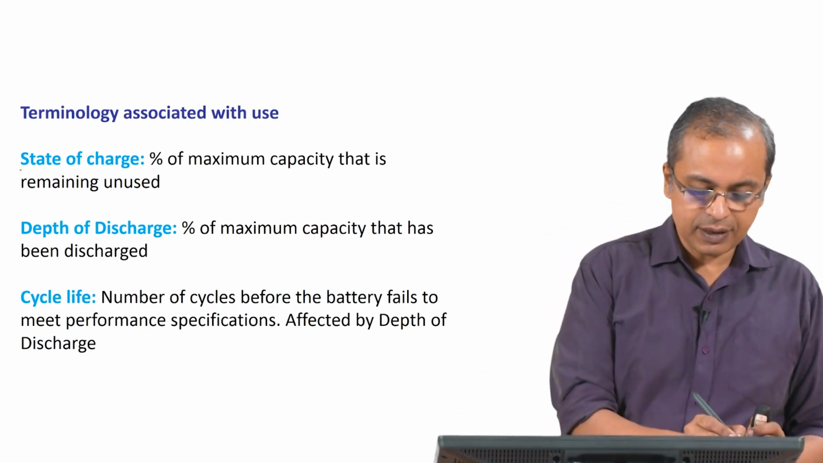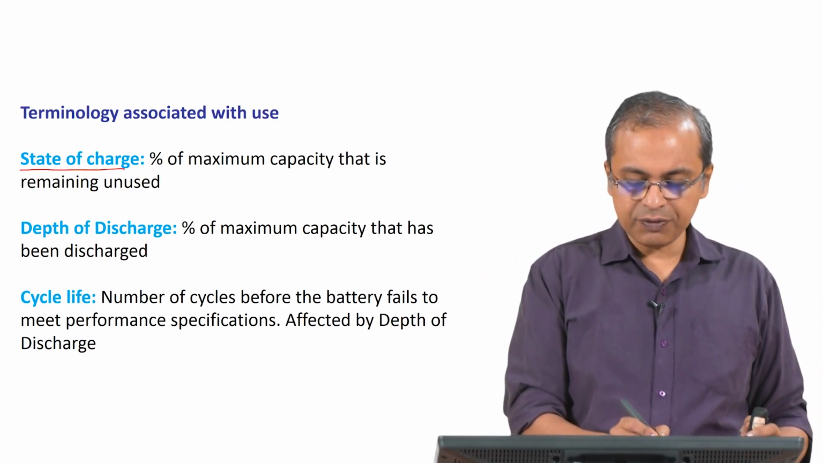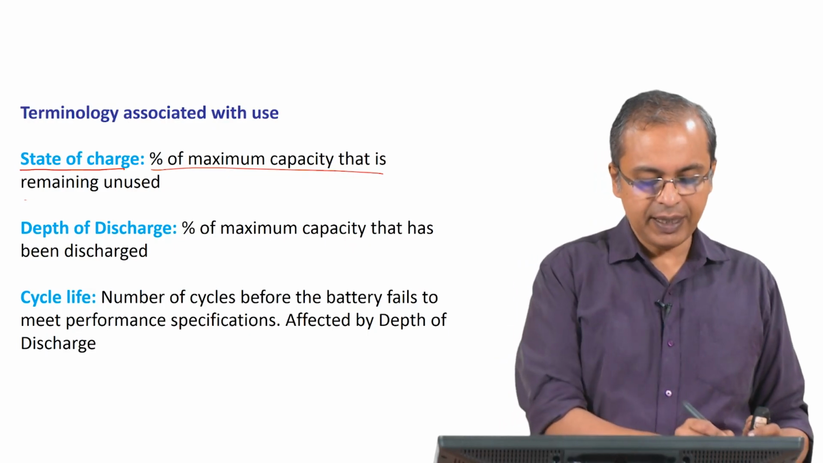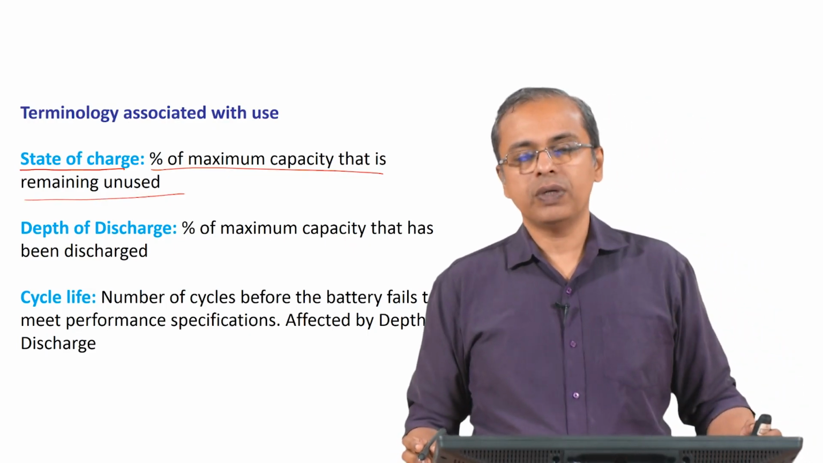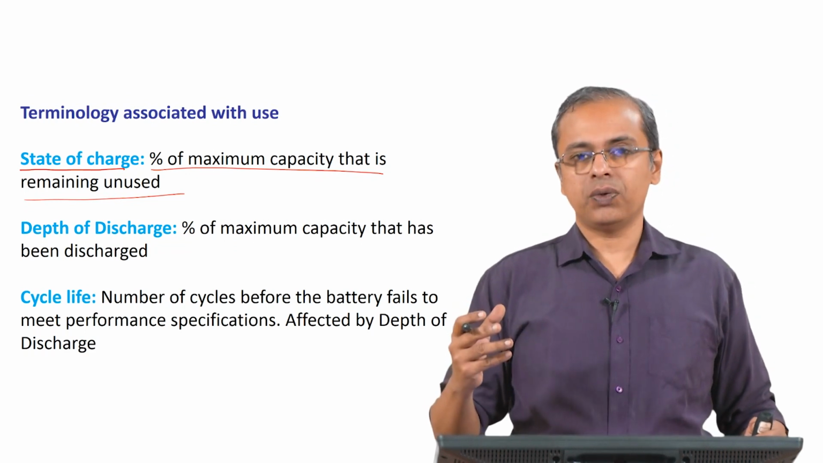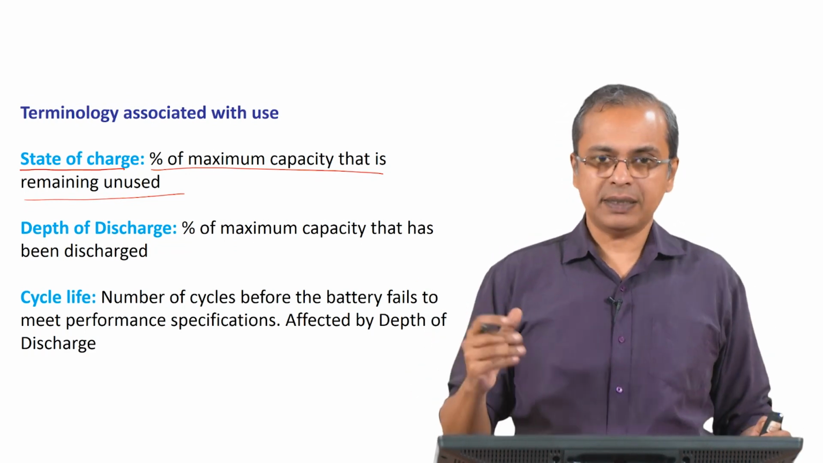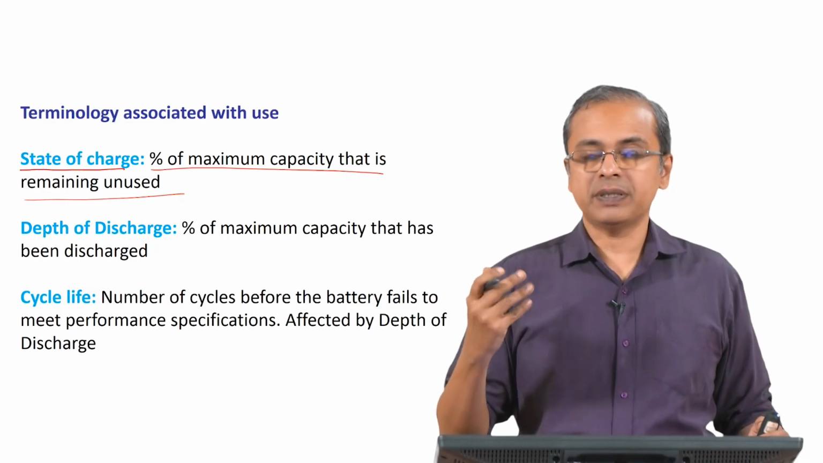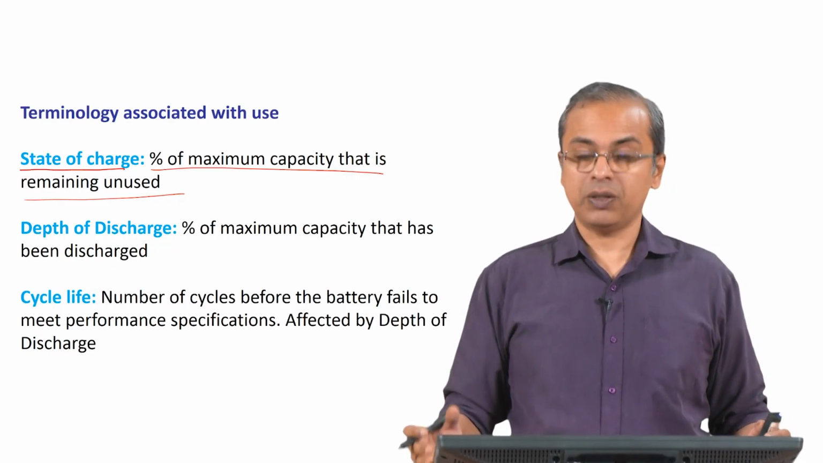One is the state of charge, which is the percentage of the maximum capacity that is remaining unused. So, say 20% of the battery's capacity has been used. Then the state of charge is 80%; 80% remains in the battery that you can still use.